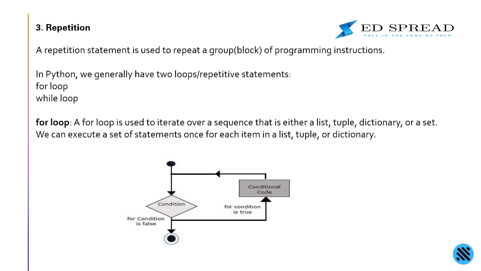In Python we generally have two loops or repetitive statements. Loops is also nothing but repetition. The first one is the for loop and the next one is the while loop. So let us see what is a for loop.